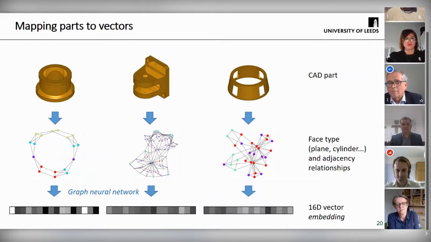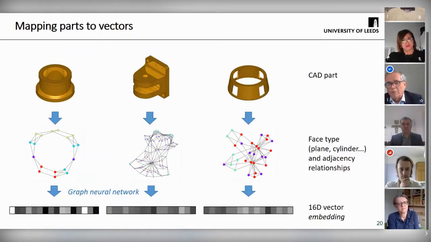Now, the way in which we then use those graph structures is to map them into vectors, small vectors, short vectors. In our work, we've mapped them into a 16-dimensional vector. We call this an embedding space, a vector embedding of the part model. So we map the parts to graph structures, and we map the graph structures to vectors. And once they're in the form of vectors, we can do many, many things with them.